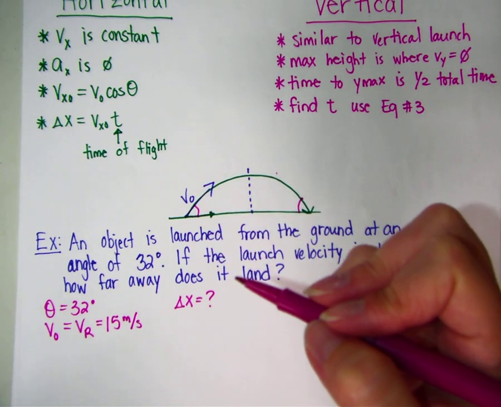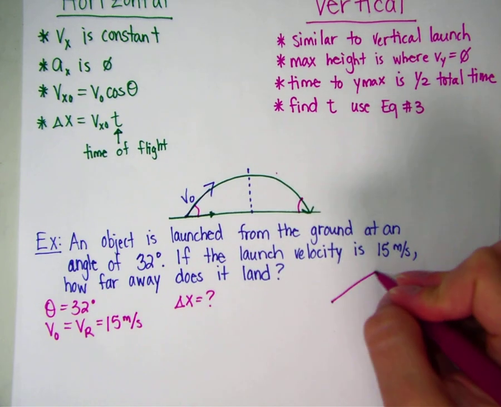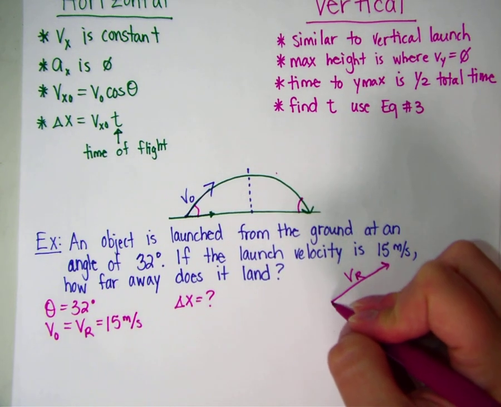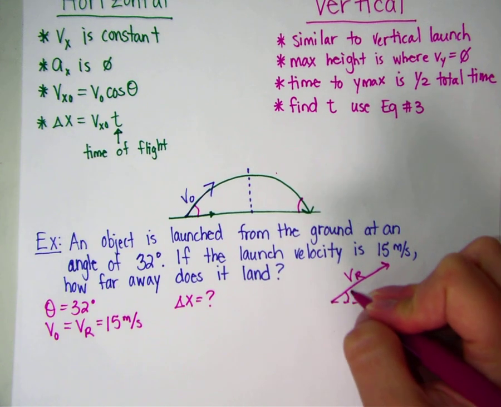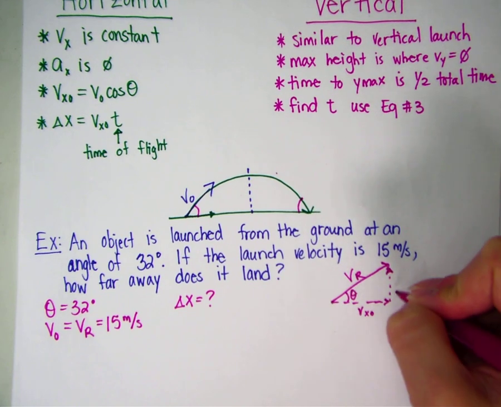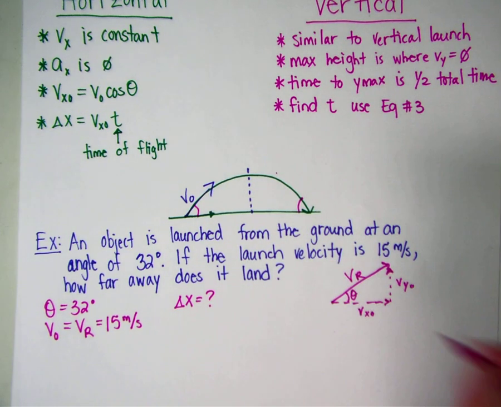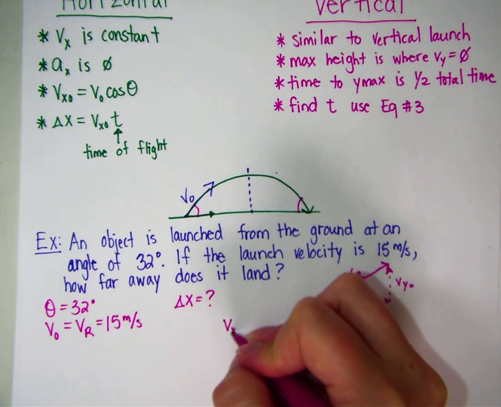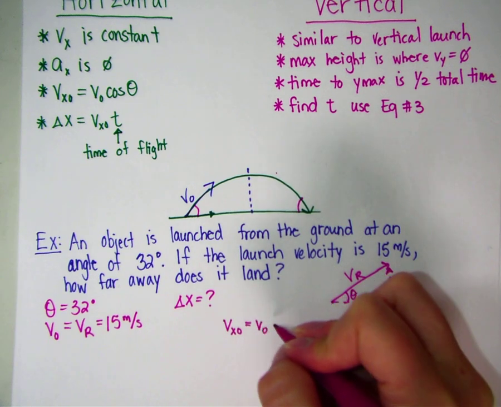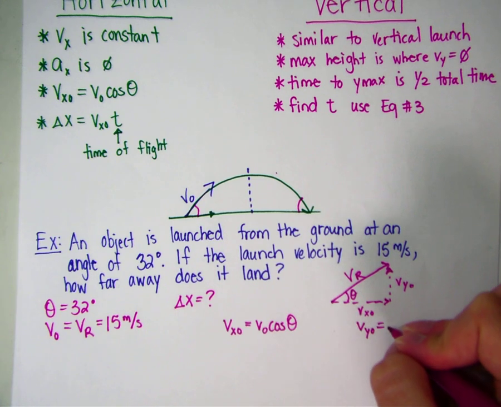So now we're going to go back and revisit our right triangle trig. I have Vr and I have theta. I want to find my Vx initial and my Vy initial, the component vectors of my launch velocity. To find that, we know this is the adjacent side to the angle. So to find Vx0, I'm going to use the cosine. And to find Vy0, I'm going to use the sine function.